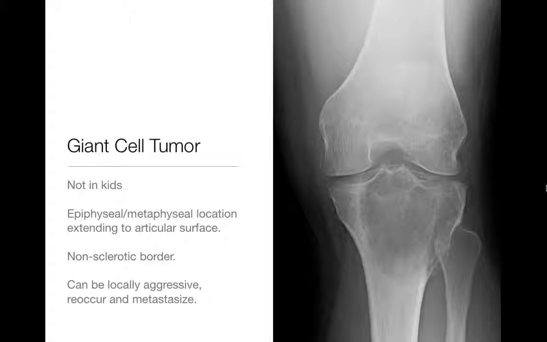But they can look very scary. They don't have to have a narrow zone of transition. They can actually have a wide zone of transition and be very aggressive looking. But please remember there are other things. The knee here is a common place. The proximal tibia is a common place for giant cell tumors to occur.